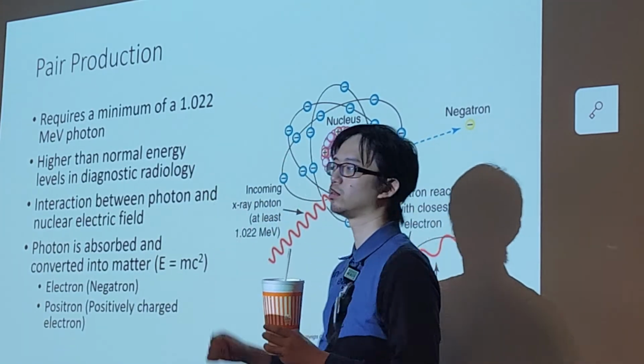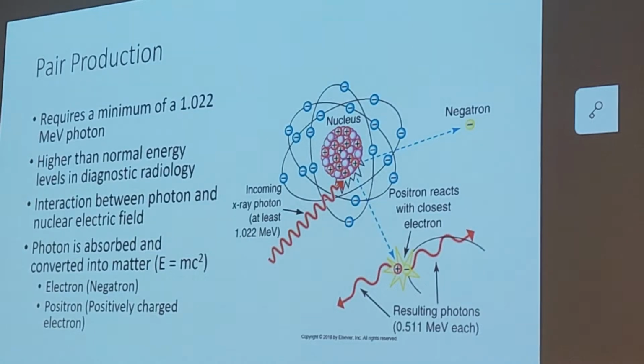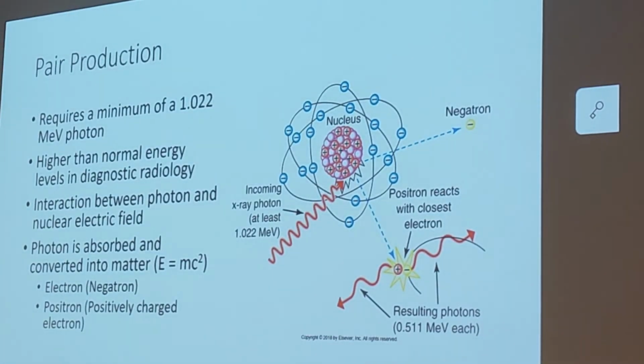At least 1.02 MeV. Yes, John. So we don't use MeV in diagnostic radiology. We use keV. So where do you see MeV? You will see MeV in places like nuclear medicine, so PET scan, or radiation therapy.